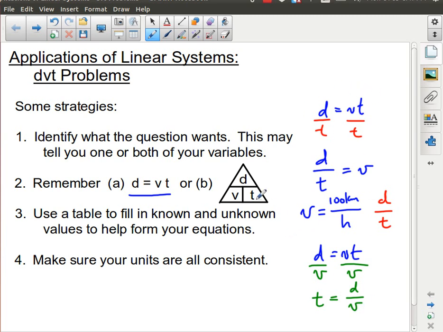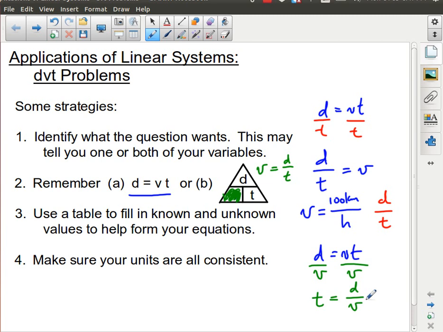For those of you who have seen this triangle before, the problem with the triangle is you have to remember how the triangle is laid out. Otherwise, if you get the letters in the wrong places, the triangle won't work for you. But the way that the triangle does work, if it's going to work, is you cover up what you want to find. It works better if you have a hand that you can actually do this. So in this case, I've covered up v, and then you can see what's left over is d over t.